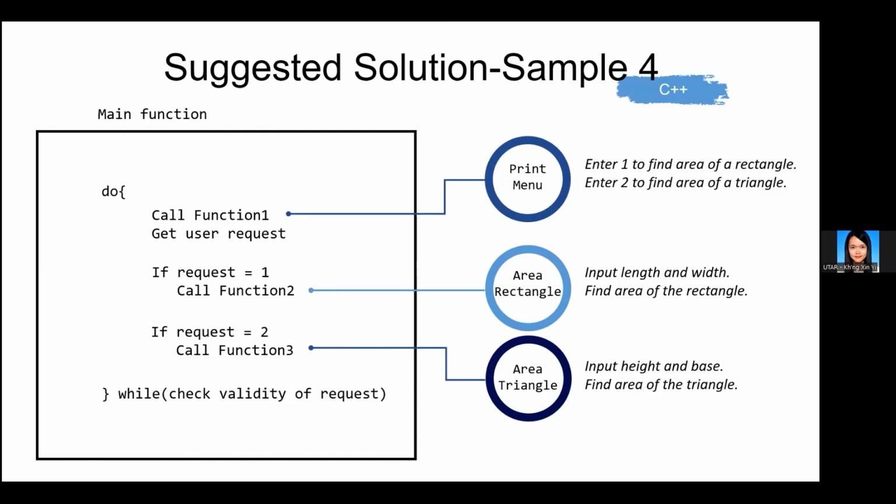Okay, then after that, remember the last step: after they are done putting in the correct request and obtaining the area, we want to ask them, do you want to continue or not? So this is where we need to include another do while loop. Once the request is correct, we are done asking for the inputs for the areas, and we are done producing the result of the rectangle or triangle, then we will ask them, do you want to continue or not? So the outer while loop is used to check the user intention. Do you want to continue or not? Okay, so this is the flow.